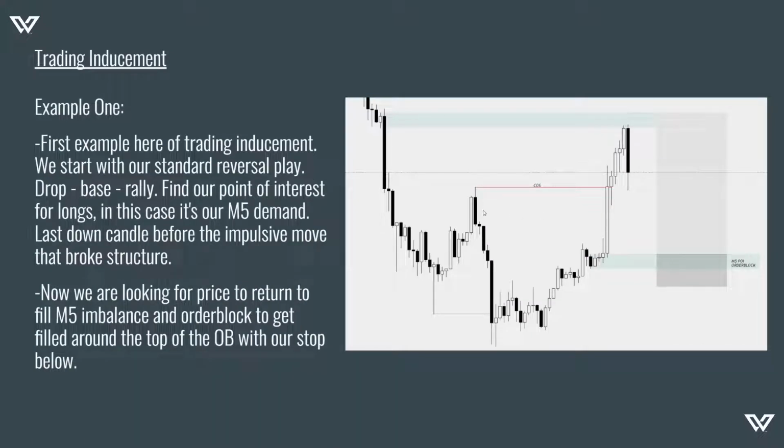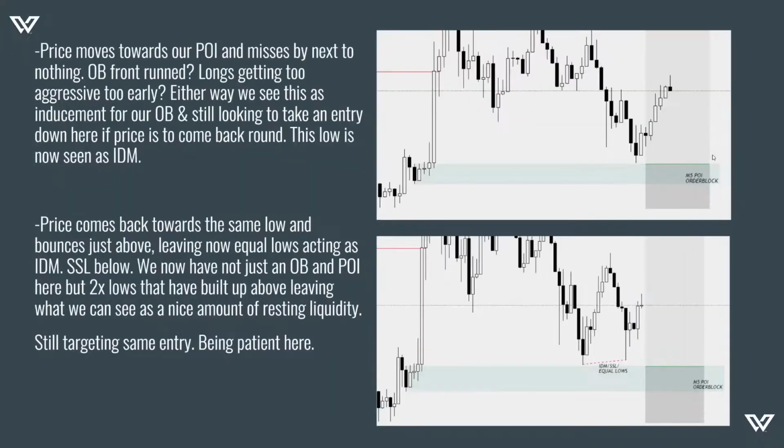So a few examples here of trading inducement. We start with our standard reversal play, drop, base, rally. So we find our point of interest. We have our M5 point of interest. This was the demand that led to the change of structure. We have the sweep. So now we're looking for price to return to fill M5 imbalance and order block. Our standard setup.